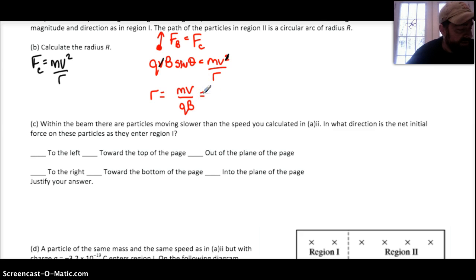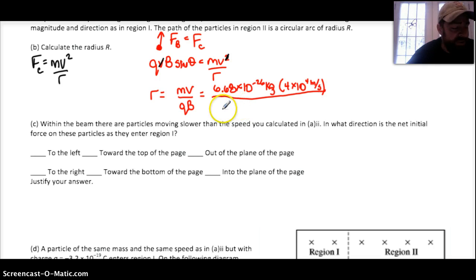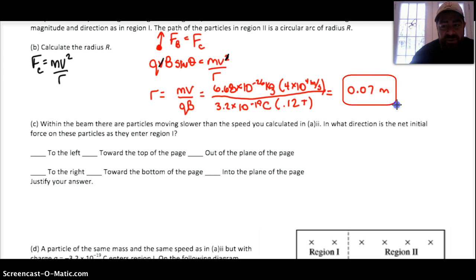The mass of the particles were given to me in the problem as 6.68 times 10 to the negative 26 kg, and I'm going to multiply that by the speed of the particle, which I solved for in the previous problem, 4 times 10 to the 4th meters per second. Those are the ones that make it into region 2 undeflected in region 1, that is. The charge is positive 3.2 times 10 to the negative 19 coulombs. And I'm going to multiply that by the magnitude of the magnetic field, which is 0.12 Tesla. Once I put all of that through my calculator, I turn the crank and I get 7 centimeters, or 0.07 meters, which is my answer to part B of that first question.